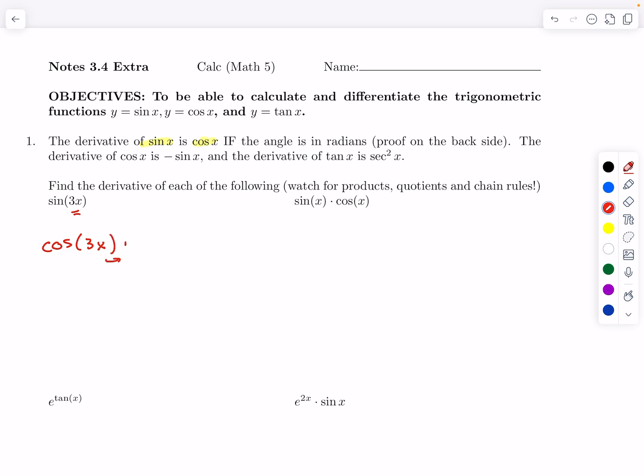I always draw the arrow. Okay, this is a product rule. Derivative of sine is cosine times the second thing plus the original first thing times, what is the derivative of cosine? No, the derivative of cosine is negative sine.